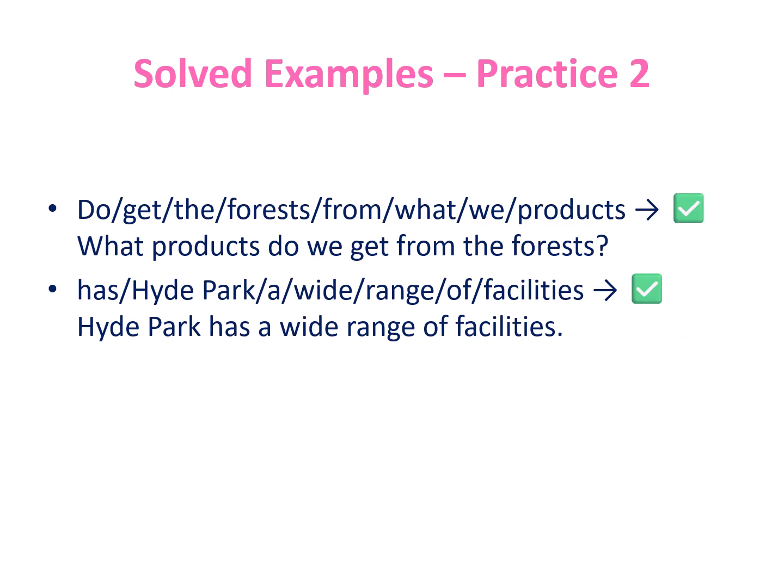More examples. Try reordering these jumbled phrases using the techniques we've covered. Recognizing sentence types helps you solve faster. Do get the forests from what we are products. What products do we get from the forests? Has Hyde Park laid wide range of facilities? Hyde Park has a wide range of facilities.